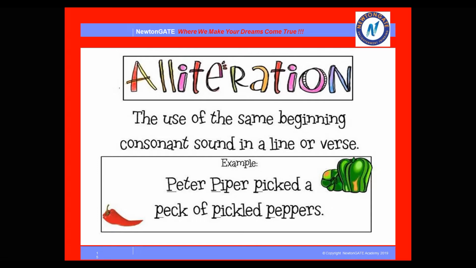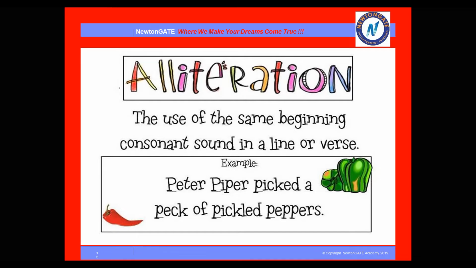So now we proceed to the fourth kind of figure of speech, that is alliteration. So alliteration is a very interesting topic, isn't it? It is fun, see? Alliteration refers to the use of the same beginning consonant sound in a line or a verse. Verse, you know, we often use verse while we are writing a poetry, isn't it? Which comprises of a rhyming pattern.